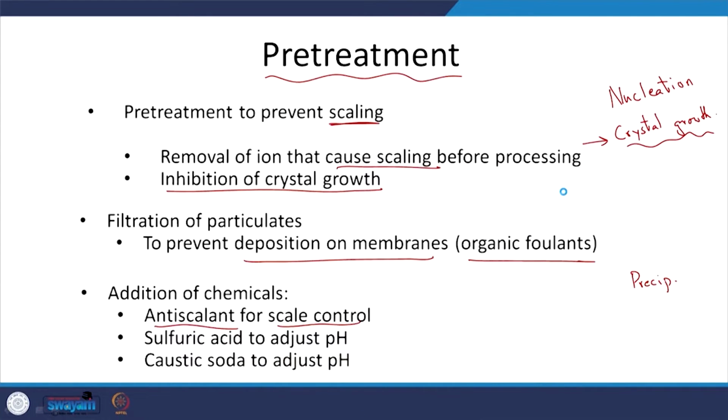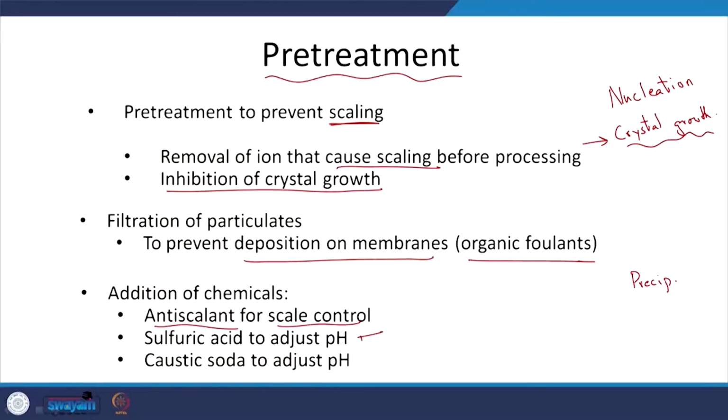Or obviously, when you have metals or such, and you know that at relatively higher pH most of them can precipitate out with the hydroxide or the relevant ligand, you can control the pH as required. So, sulfuric acid, or depending upon requirements for increasing the pH, you can add caustic soda. So, pH and anti-scaling agents.